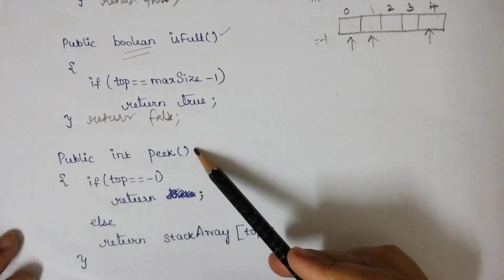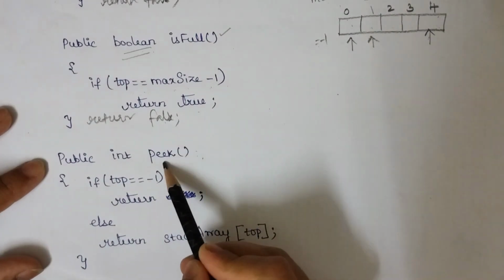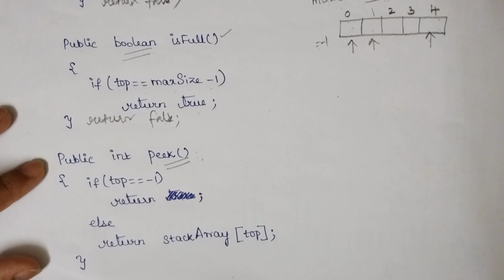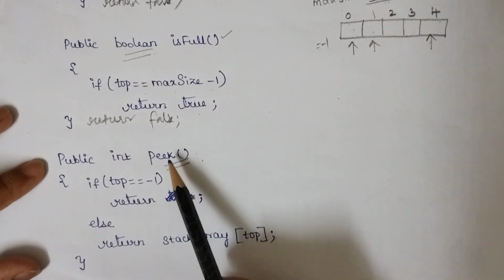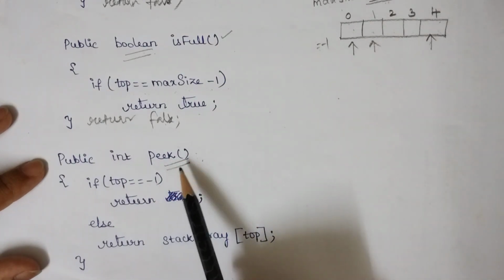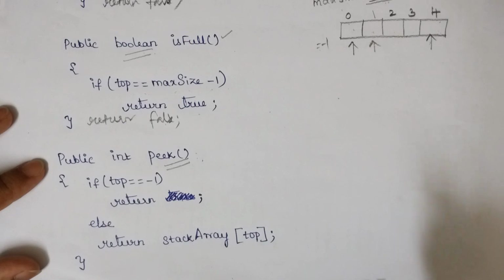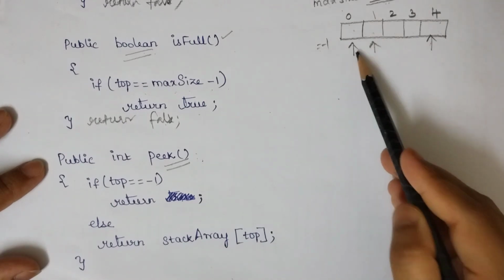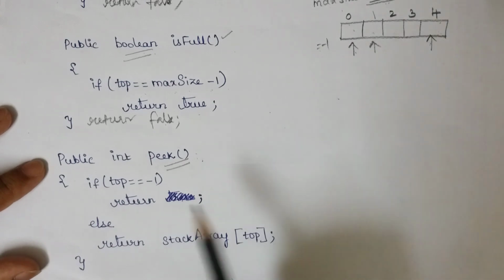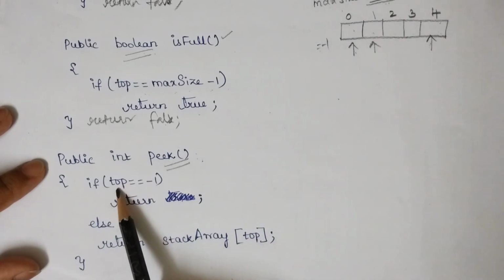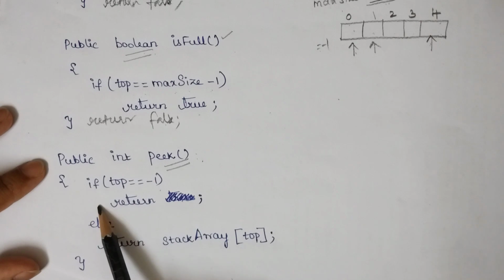Now what is the next method? The next operation is the peek operation. As mentioned already, peek operation will return the value that is present at the top of the stack. When you are doing peek operation, the first condition you need to check is whether your stack is empty or not. Because if there is no element in it, you cannot return any element at the peak. That is why you first check whether your top value is equal to -1, that is, if your stack is empty.